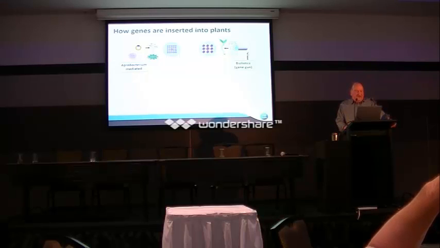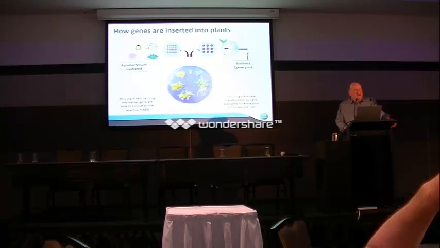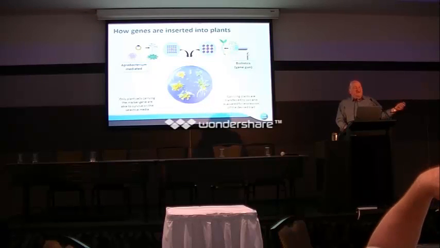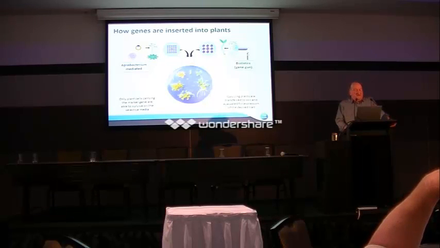But the normal way is the one on the left, where we introduce it into a bacteria, Agrobacterium tumefaciens, and this is a bacterium which naturally infects plants and inserts its own DNA into the nucleus of the plant. So if we put some DNA in that bacteria, it will insert our DNA into the nucleus and the chromosome of the target plant.